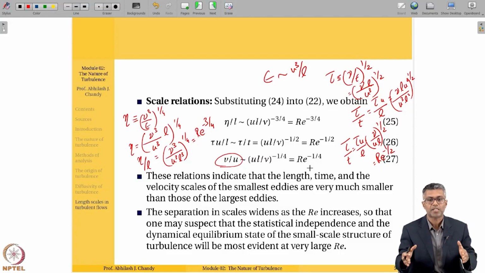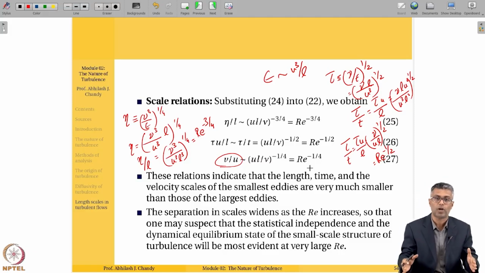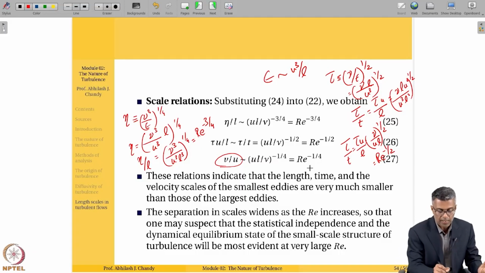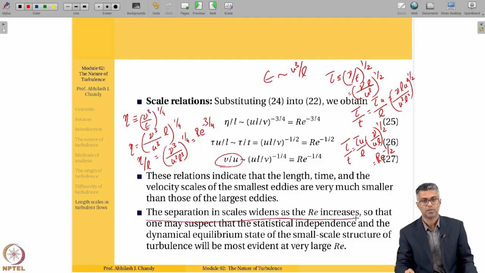So it just gets to be wider and wider, right? The gap between the small length scale and the large length scale, and the small time scale and the large time scale, and the small velocity scale and the large velocity scale. So the small scales tend to be much smaller as the Reynolds number increases. So that's essentially what this means. The separation in scale widens as the Reynolds number increases.